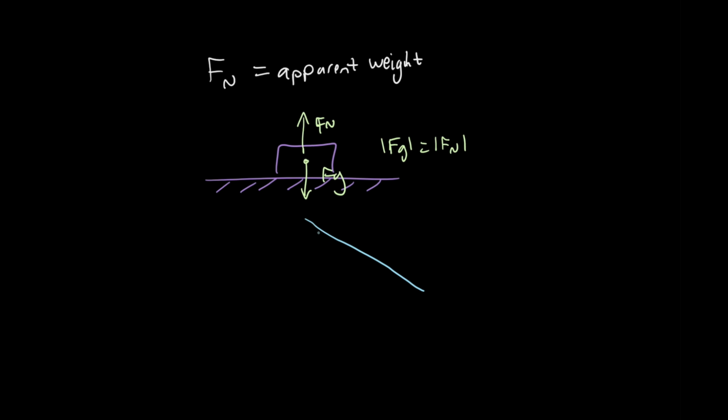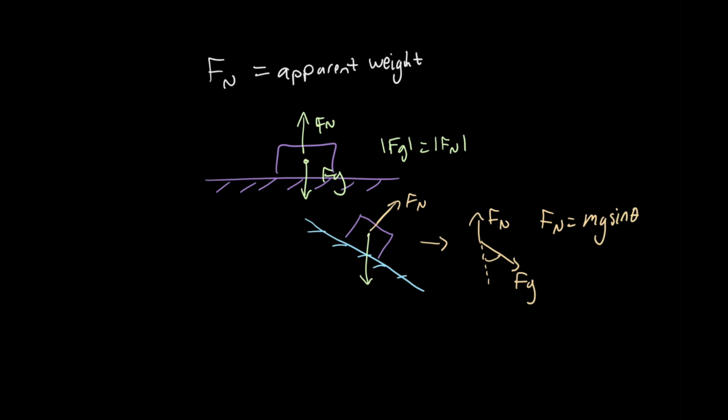However, if I was to have an inclined surface like this one, and the box was on here, then mg again is going to be straight down. However, Fn will always point perpendicular, so it's still going to be this way. In this case, if we drew our free body diagram, rotated a little bit, we'd get something like this. We could say that Fn is equal to mg sine theta, because we've established that Fg is equal to GMm over r squared, which is also equal to mg.